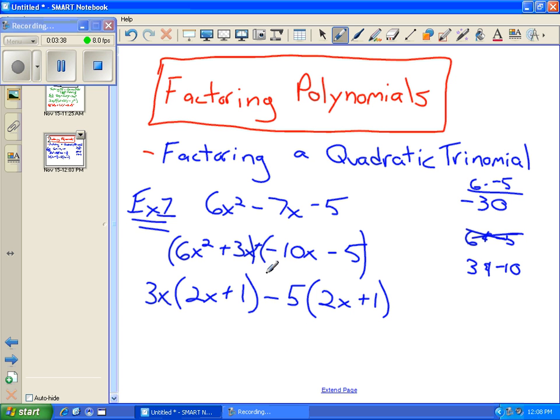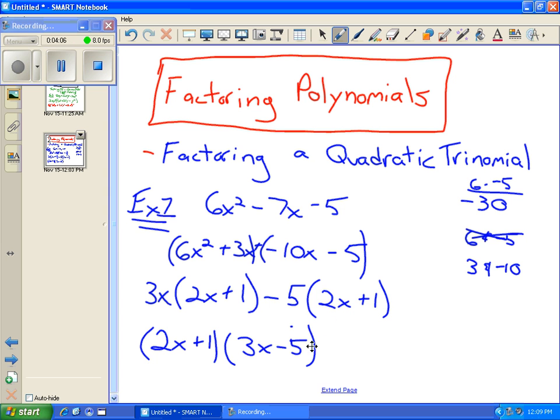Since I have the same thing, 2x plus 1, I can factor that out to the front. So just write it once, 2x plus 1. It's common with both of these, this term here and this term here. So I can bring that out to the front. And then when I look at what I have left over, if I factor out the 2x plus 1, I have left over 3x minus 5. And then you're done. You just factored that quadratic trinomial. You have an equivalent expression down here.